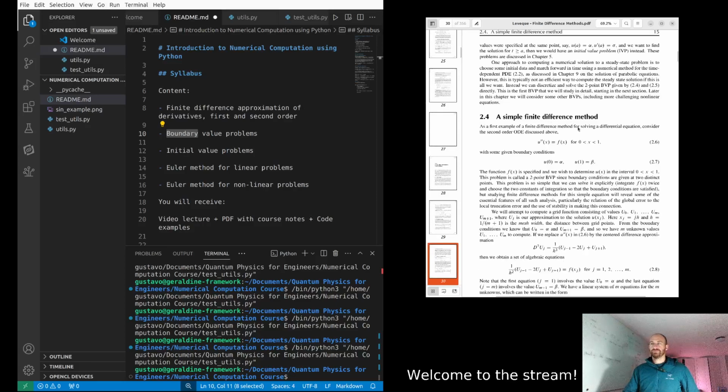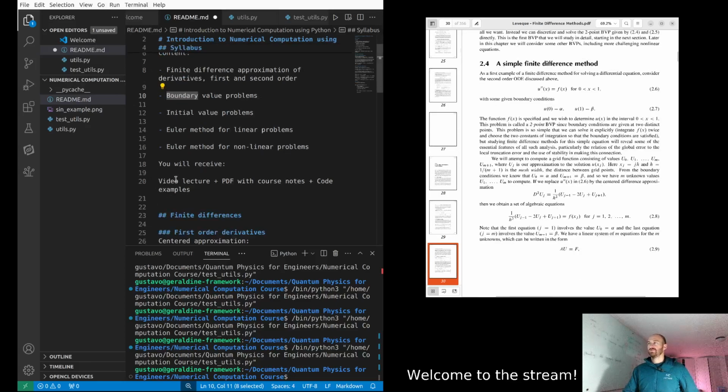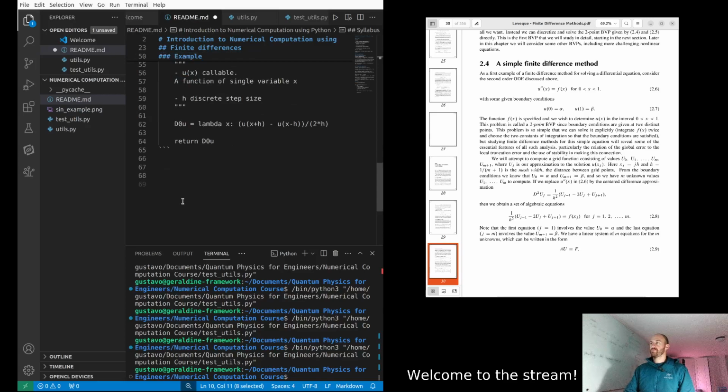Let's go to the next part. Simple finite difference method for second order ordinary differential equations, or we're going to call these ODEs.